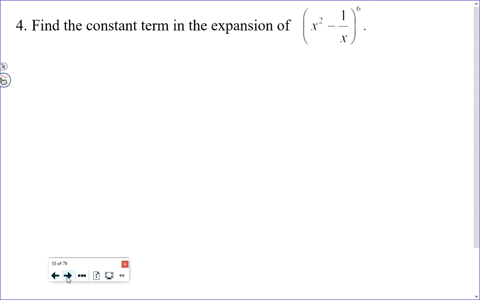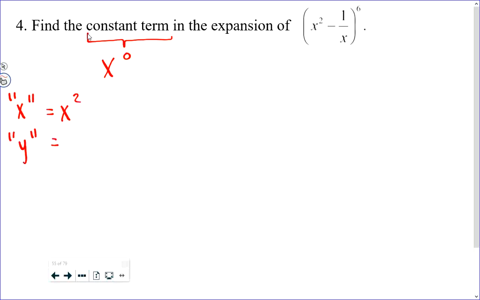Number 4. Number 4 is basically the same idea as number 3, except it doesn't tell you the exponent on the variable that we are after. It does tell you that there is a constant term that we're trying to find. Constant term means you are going to have no variables. So what do we know? X is actually x squared. Y is actually negative 1 over x.